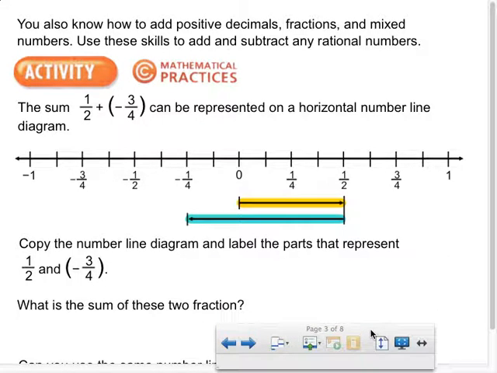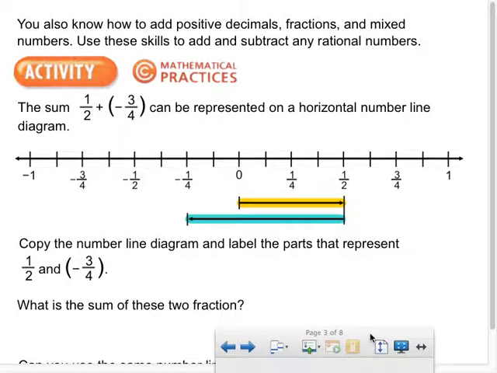Here's the example. This is from the book. This isn't really a lesson in the book, but there is a set of homework problems that go with this. So I'm going to walk us through this right now. You also know how to add positive decimals, fractions, and mixed numbers. You're going to use these skills to add and subtract any rational number. So everything we did in the warm-up, we're going to apply it here.